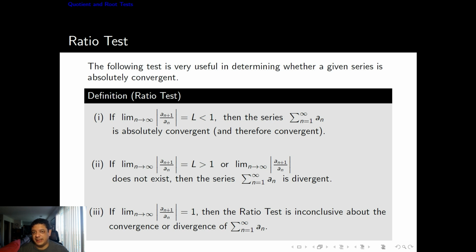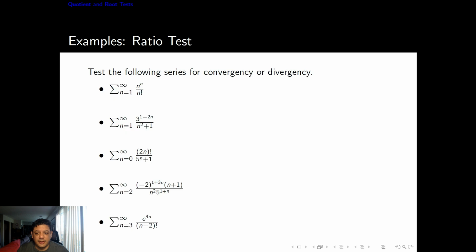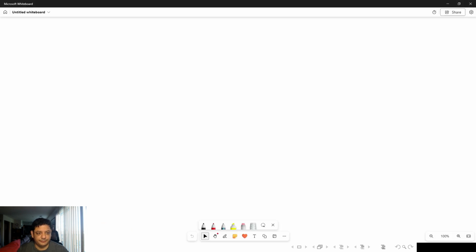And in case the limit is just 1, then the ratio test is going to be inconclusive about the convergence or divergence of the series, and we're going to have to use something else to test it. So now let's see some examples of the use of the ratio test.